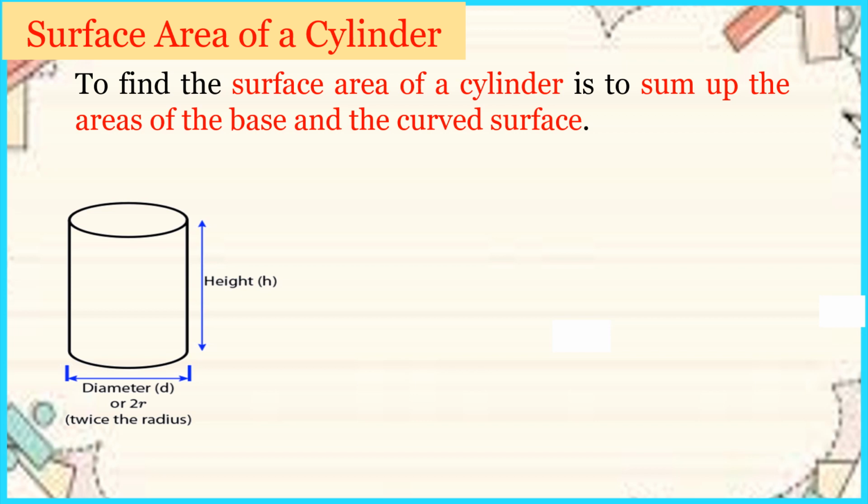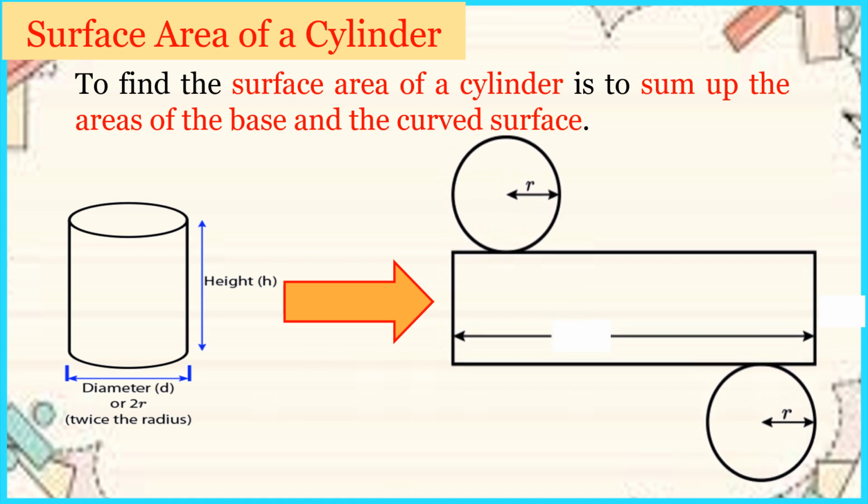So let us open this cylinder. So the net of this cylinder is equal to this one. So therefore, this is the curved surface. This is base 1 and base 2. So there are 2 bases. So therefore, adding up the areas of the base and the curved surface, that is the surface area of a cylinder.